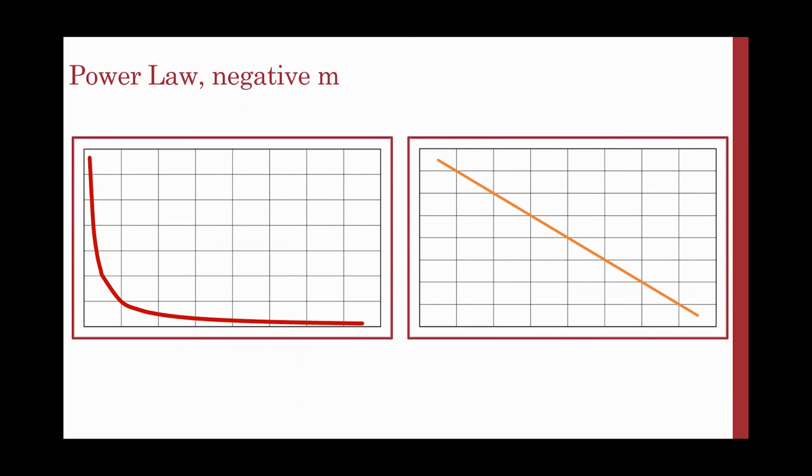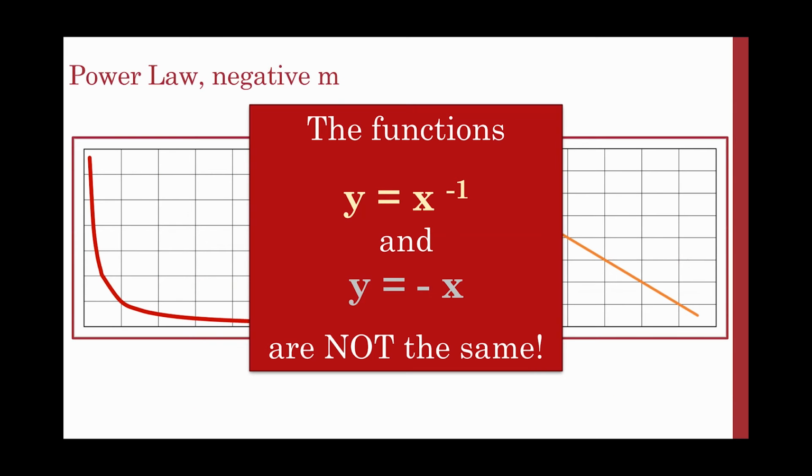So for power laws, if you have a negative power, you have shapes that go downwards. For example, y is equal to 1/x on this side. Make sure that you remember that y equals x to the -1 is not the same as y is equal to -x. This y is 1/x. This y is -x. They are not the same.